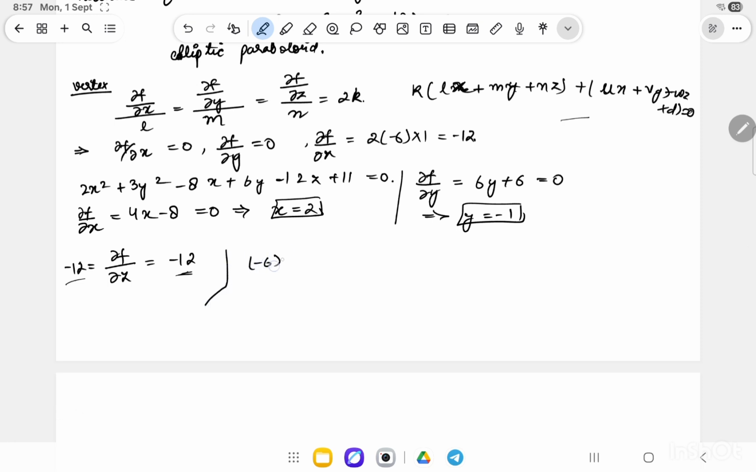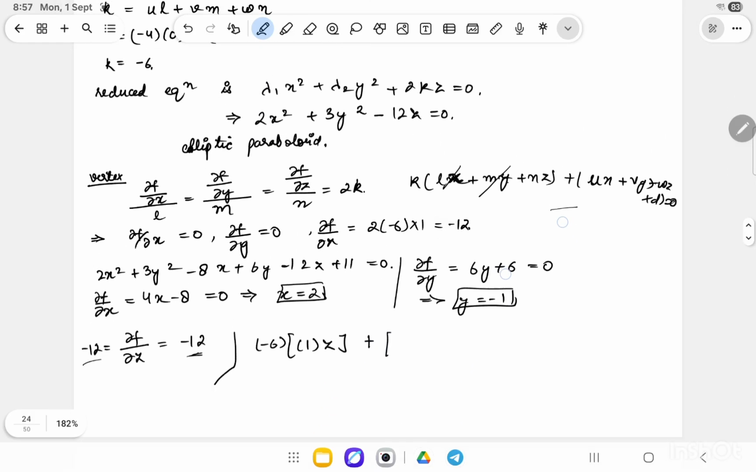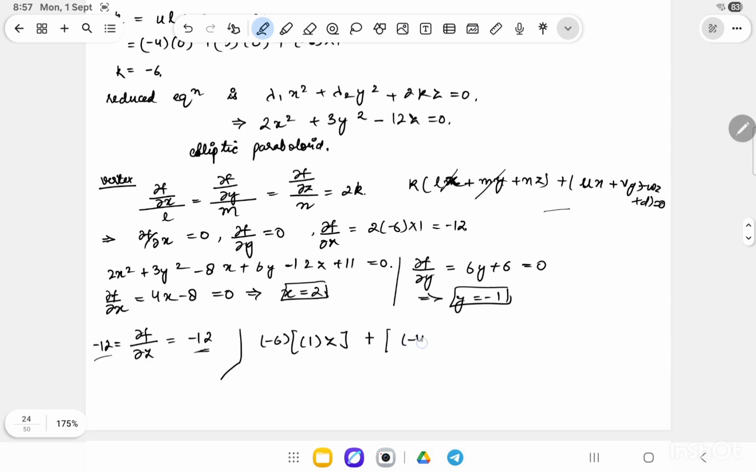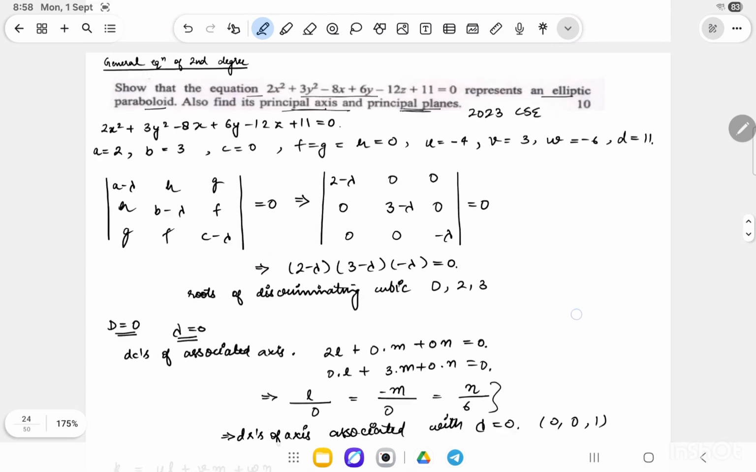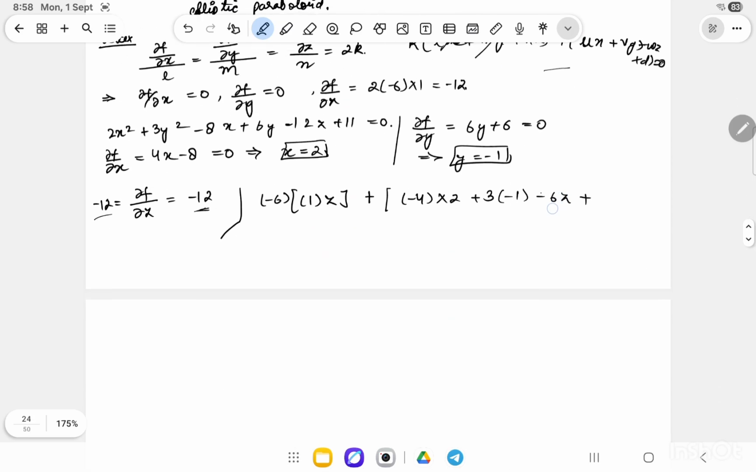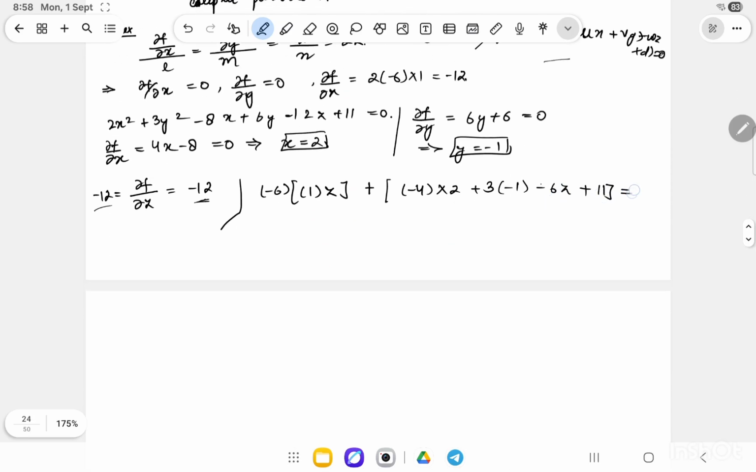So my k is minus 6, L is 0, so this term reduces to 0, M is 0 again, N is 1 and Z I am supposed to find, plus my U is basically minus 4 into X, that is 2, V is 3 into Y, that is minus 1, plus W is minus 6 and Z I am supposed to find, plus the constant term. So the constant term is 11. So if I put here constant term, this must be equals to 0.